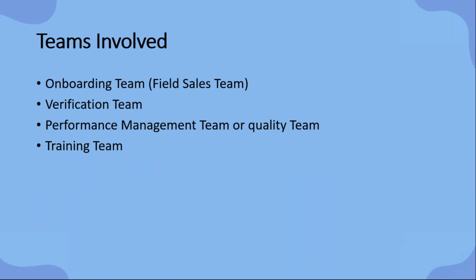We'll talk about in the next slide what teams are involved. The nomenclature of teams can be different. Here it can be the onboarding team, field sales team, or maybe verification team, performance management team, quality team, which basically checks the performance of the sales team as well as the vendor, and the training team who trains the vendor as well as the sales team. So these are the typical teams which will be involved, and you can create different structures around it, right? We'll move to the next slide.